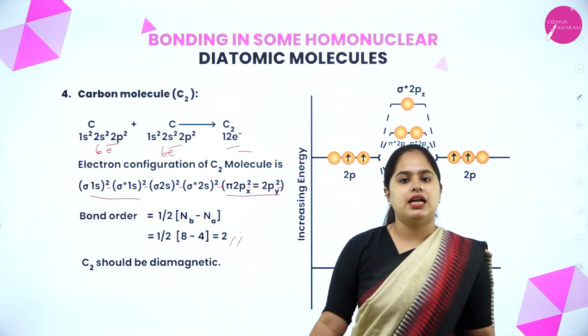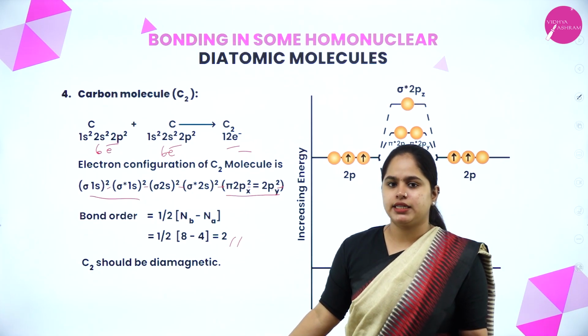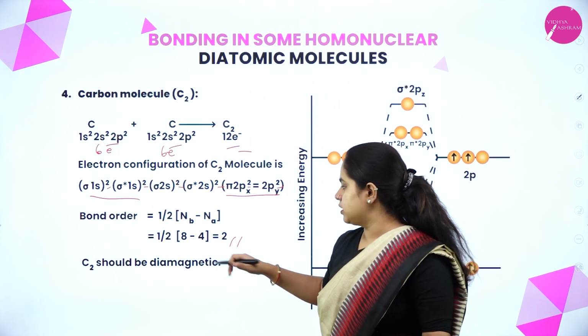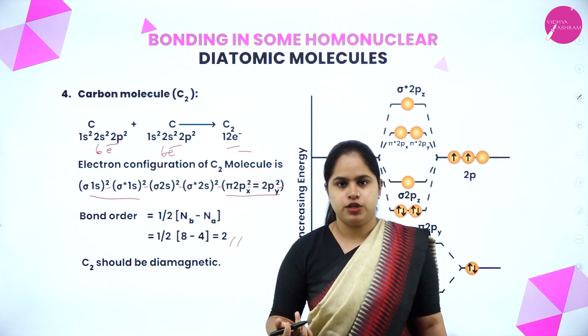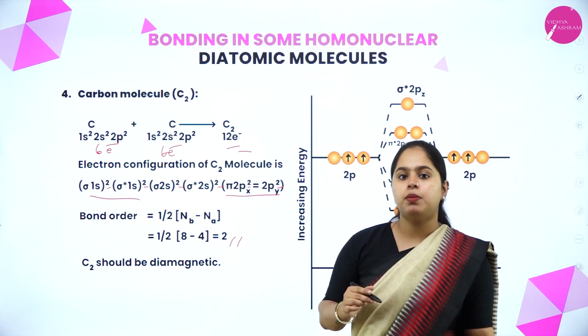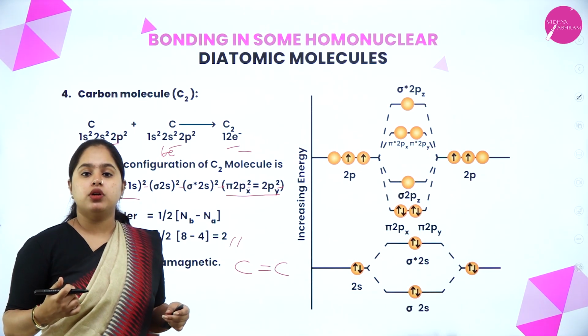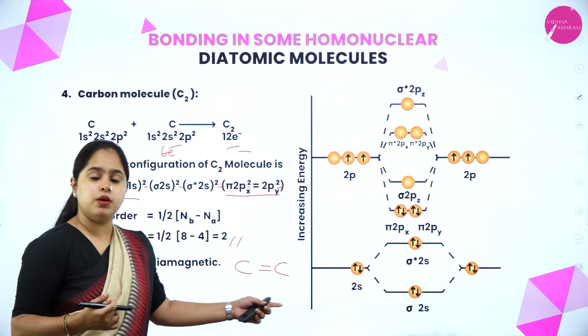Yes, okay. And C2 should be a diamagnetic molecule because it has no unpaired electrons. And we understood the bond order is equal to 2. That means there is a double bond between the two carbon atoms. And what you have to remember here is where this double bond is coming from.